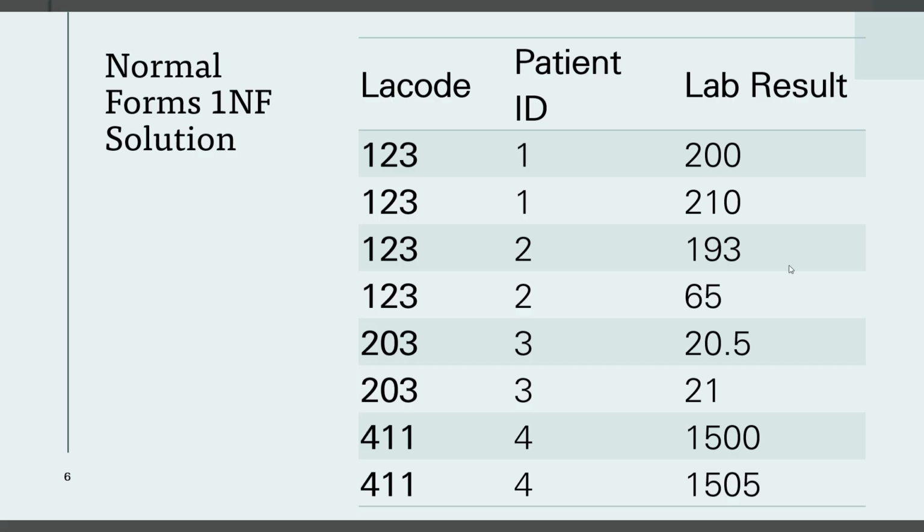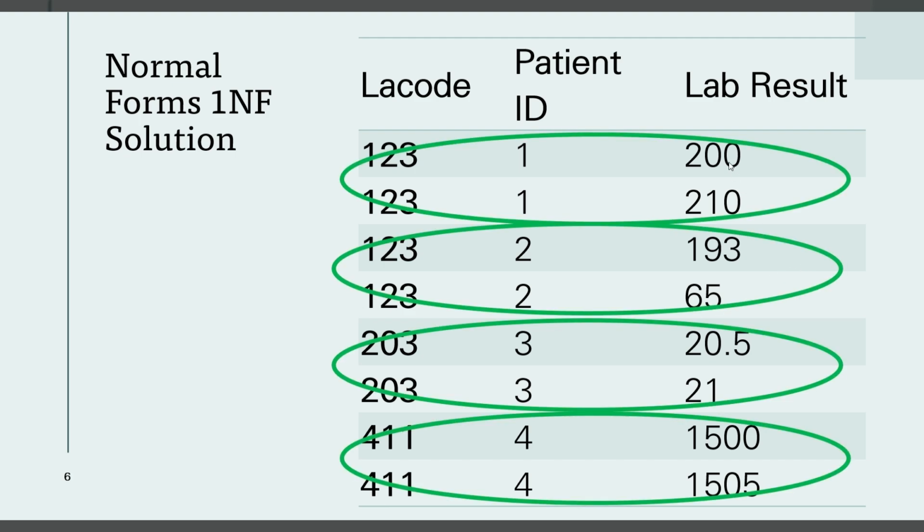This is the solution to the first normal form violation. Instead of having multiple lab result columns, each lab result is now stored in its own row. This ensures that every field contains a single atomic value. As a result, the table is more flexible, easier to query, and now properly follows first normal form.